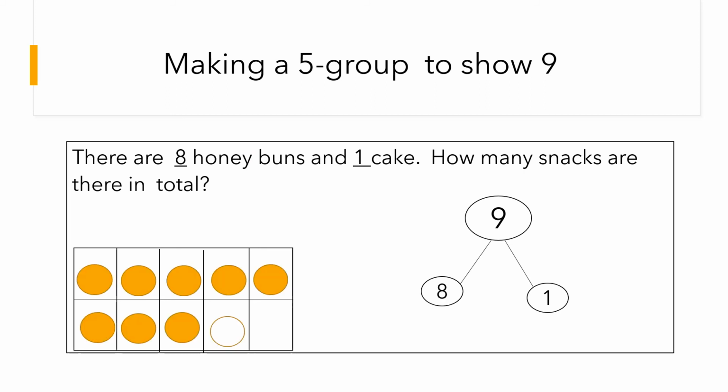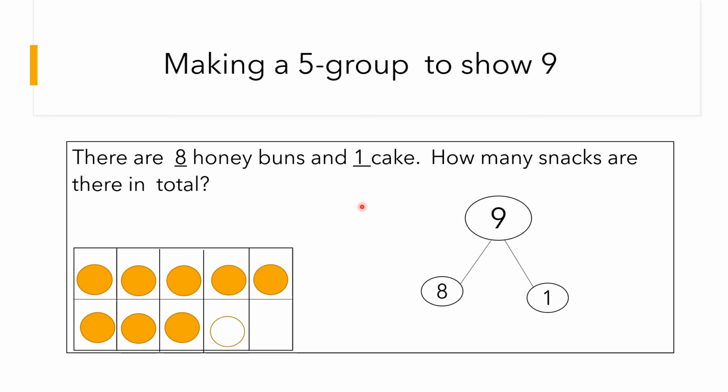Kindergarten, let's take a look at our 5 group of 9. Remember, our story read as follows. There are 8 honey buns and 1 cake. How many snacks are there in total? We know the first thing we want to do is listen for those important numbers. What important numbers did you hear in this story, kindergarten? Good work. We heard 8 and 1.